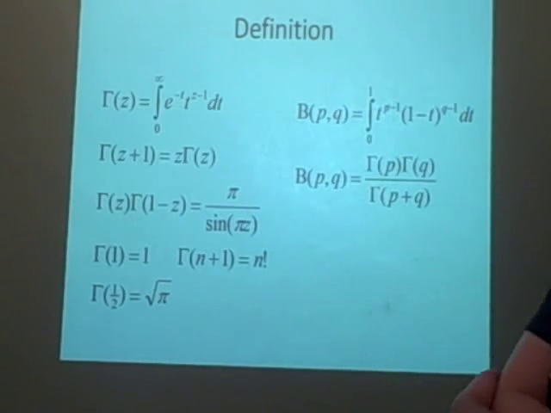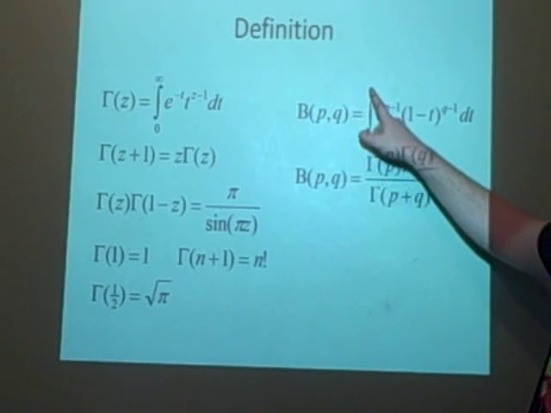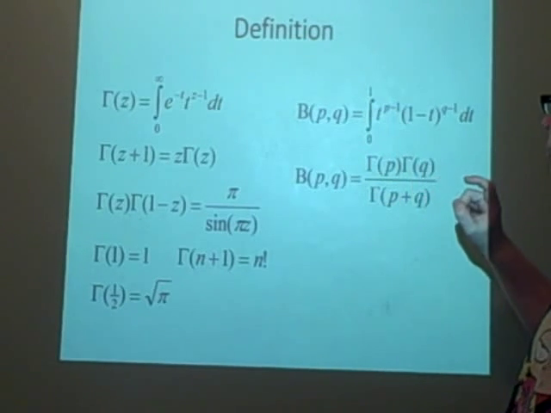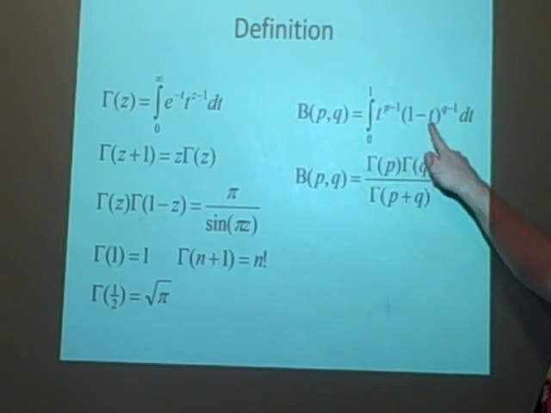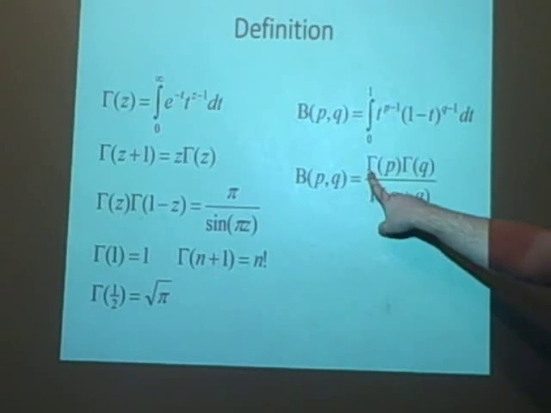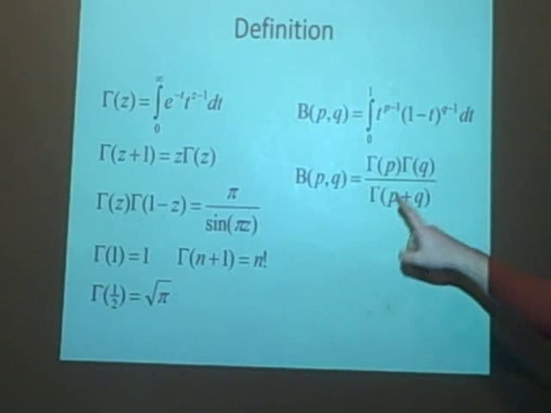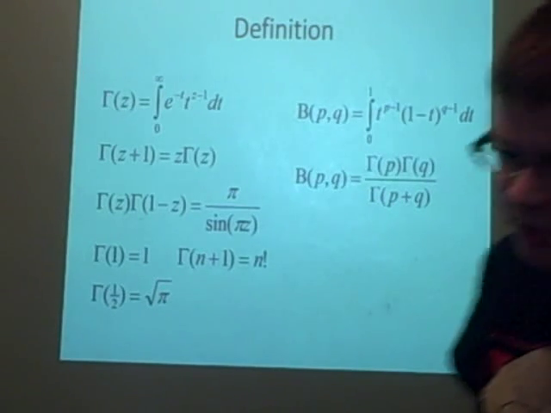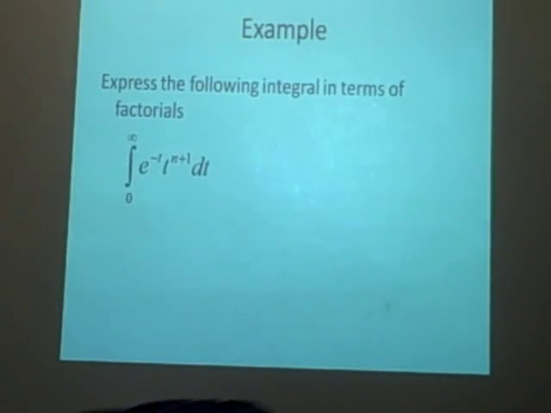The beta function is the integral between 0 and 1 of t to the power p minus 1 and 1 minus t to the power q minus 1 dt. And this is related to the gamma function, as it's gamma p times gamma q over gamma p plus q. So now we're going to look at some examples of how to use these.